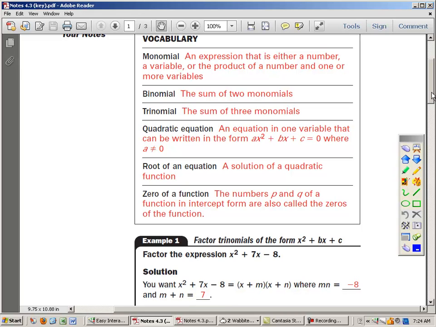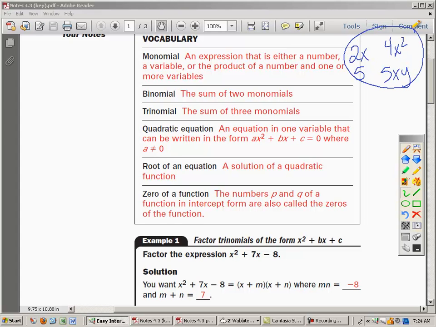First of all, a monomial. A monomial is an expression that is either a number, a variable, or the product of a number and one or more variables. So things like 2x, a constant can be a monomial, 4x squared. You can also have the product of a couple of variables, but all of these terms all by themselves are considered a monomial.